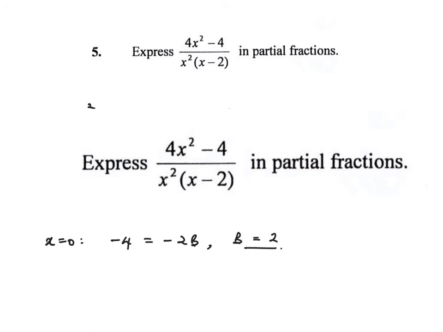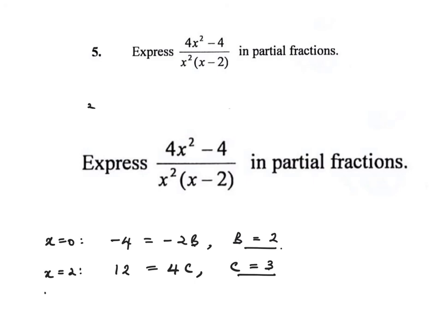I'm then going to choose the value x equals 2. 2 squared is 4 times 4 is 16. 16 take away 4 is 12. The left hand side gives us 12. The first and second terms on the right hand side disappear, and we're on to the third term, so 2 squared is 4, 4 times c. C then equals 3.